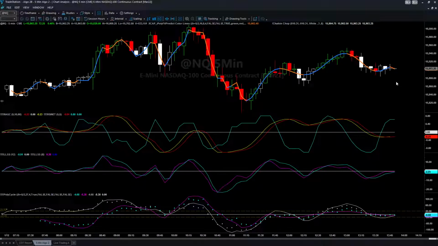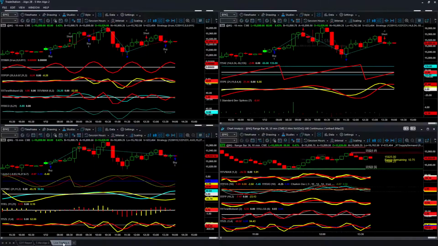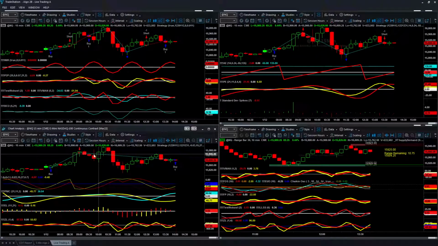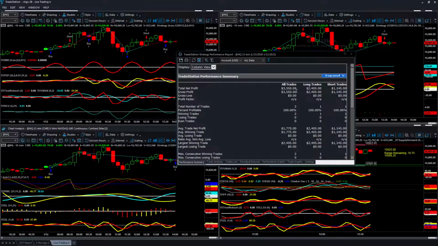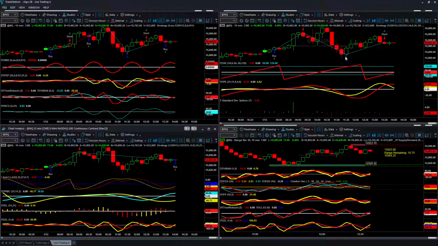Here we go, we got a bar change, guys. But we are still in oscillation mode. Look at this. The short just covered right here. Boom, right there. So this strategy, I can go ahead and run the performance report, has made about $3,500. Not a single loser on this right here. 2 trades today. Right there.